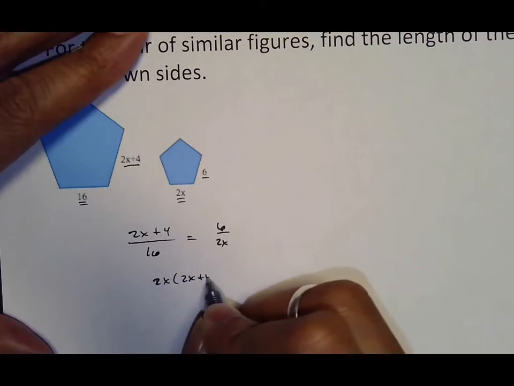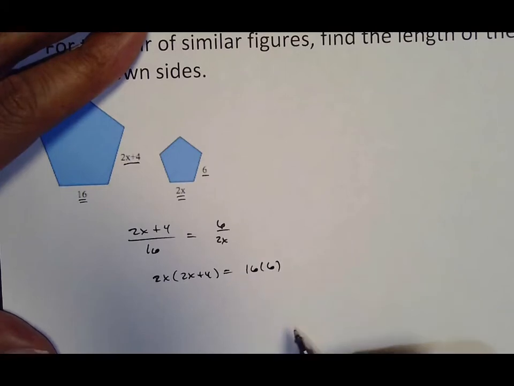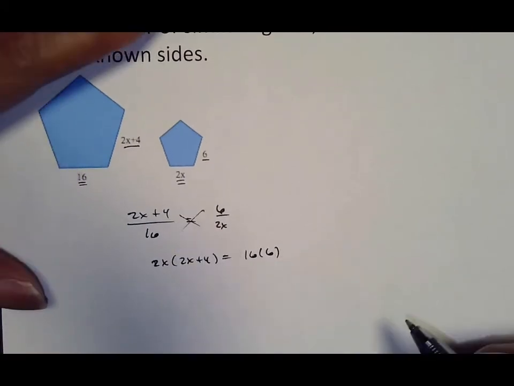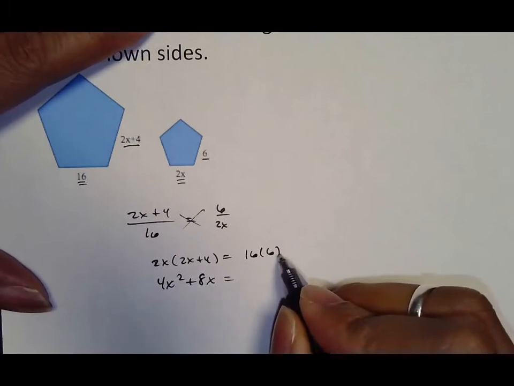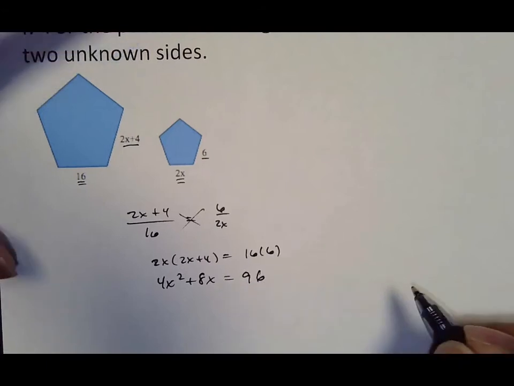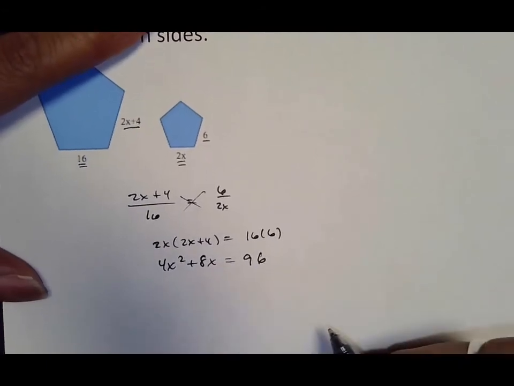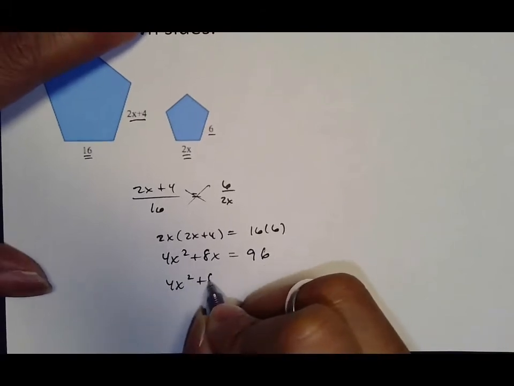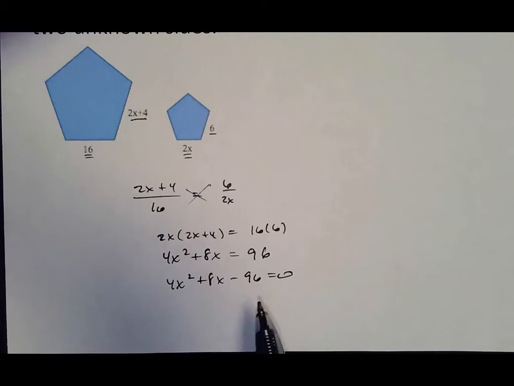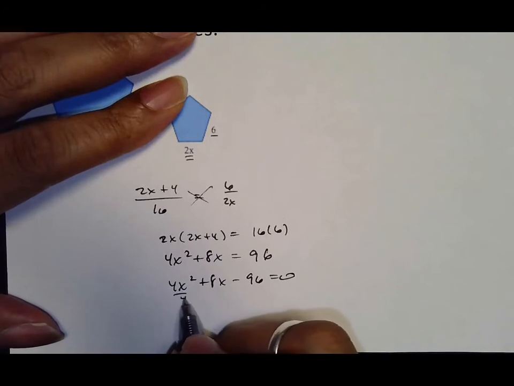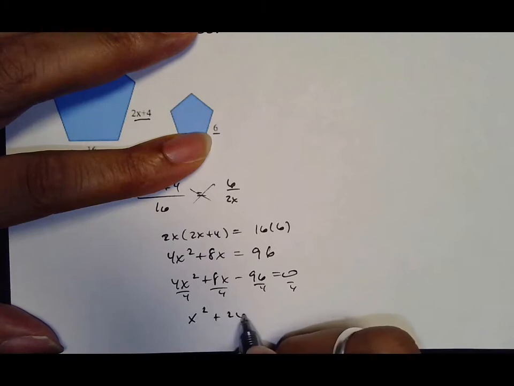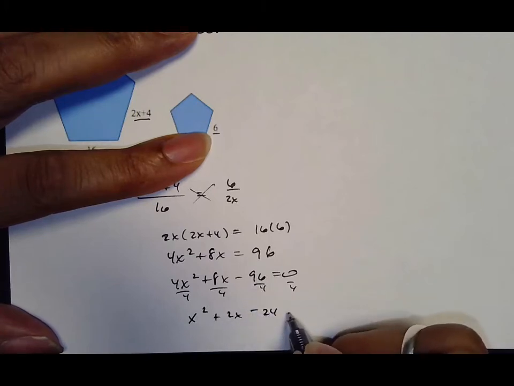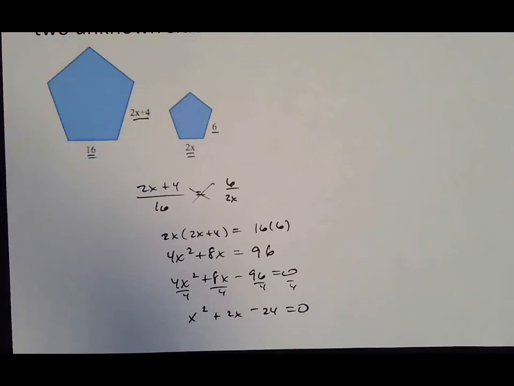2x times 2x plus 4 equals 16 times 6, because remember, this is a proportion, so cross multiply. That ends up being 4x squared plus 8x equals, that'll be 60 plus 36, which is 96. So moving everything over, 4x squared plus 8x minus 96 equals 0. Here's a nice thing, 4, 8, and 96 all divide by 4, which means that if I divide everything by 4, which is a legal step, I end up with x squared plus 2x minus 24 equals 0, because 0 divided by 4 is 0.